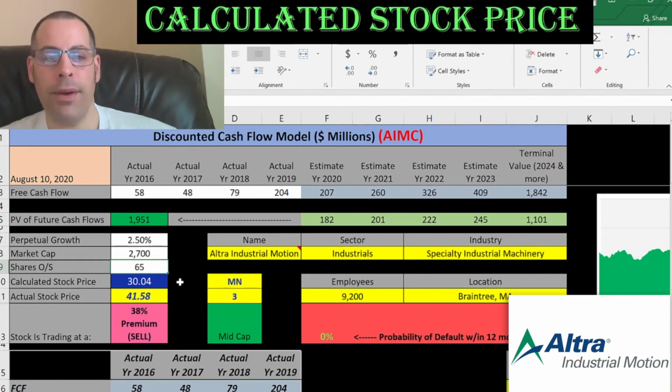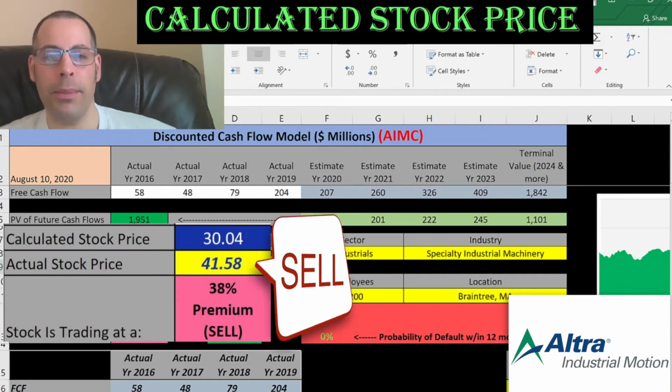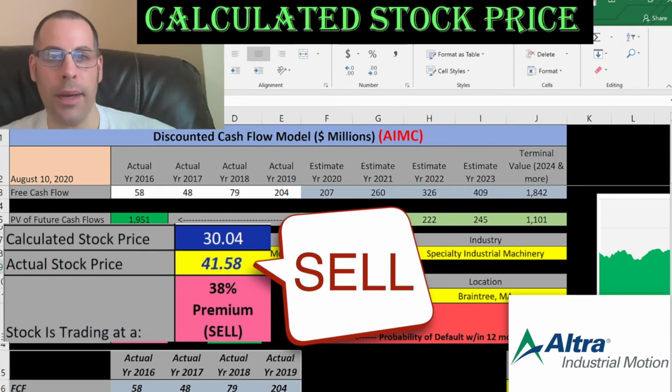We divide that by 65 million shares, get an intrinsic stock price of $30. It's trading at $42, so it's trading at a 38% premium. So it's a sell according to the model.